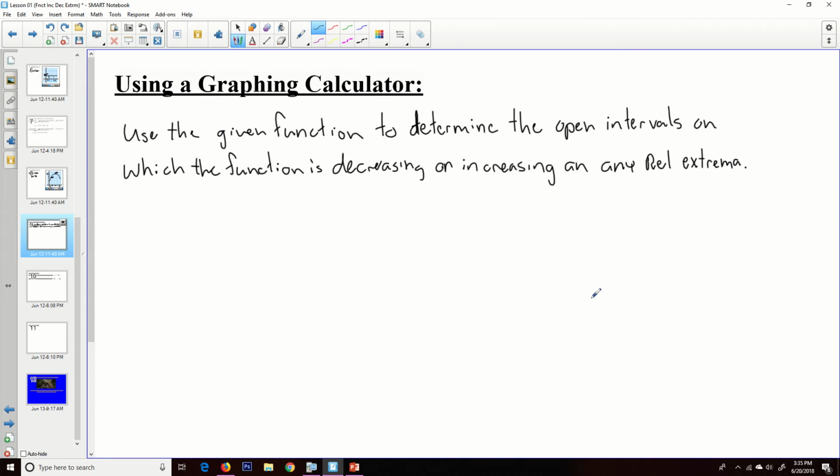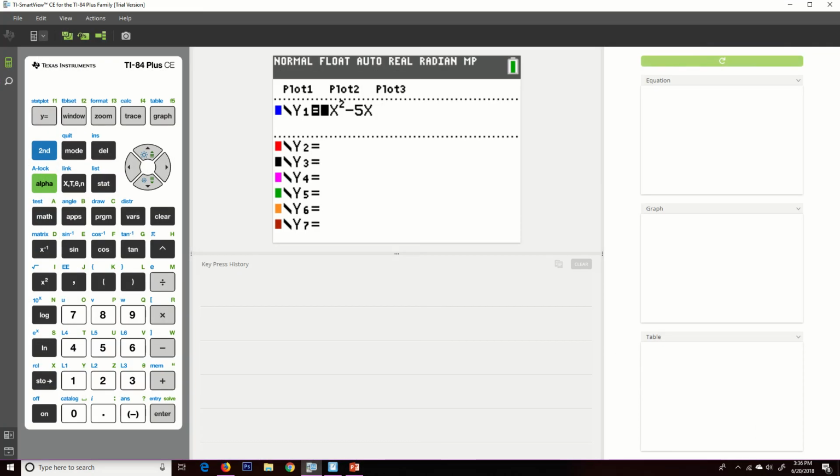So we got two things here. We're going to have intervals. So part A, intervals. And part B, we're going to have extrema. All right. So I have an example here.